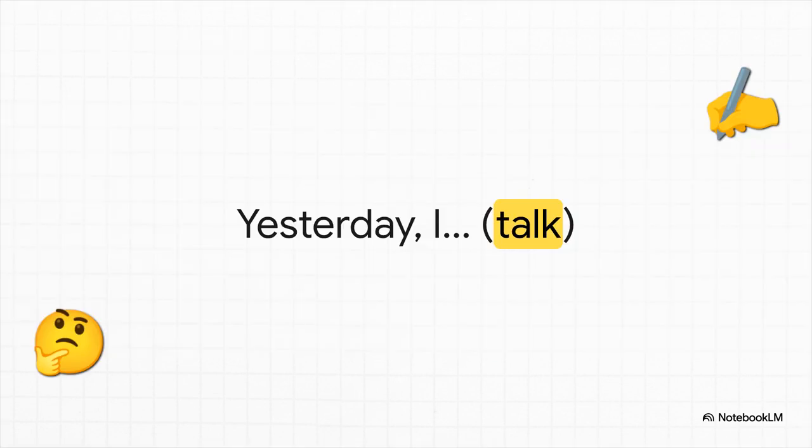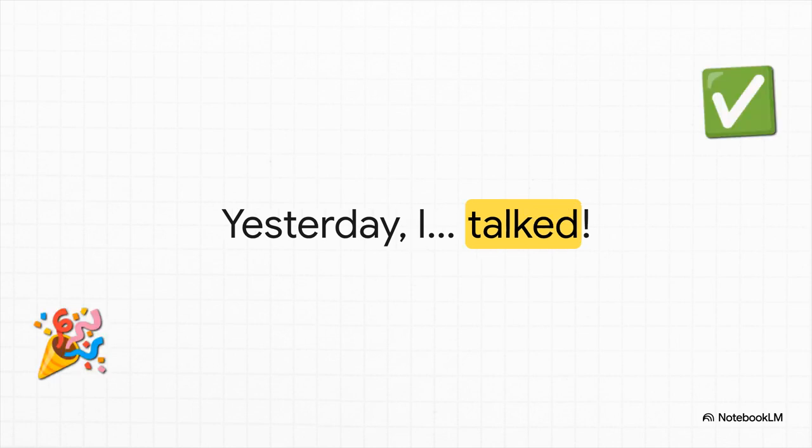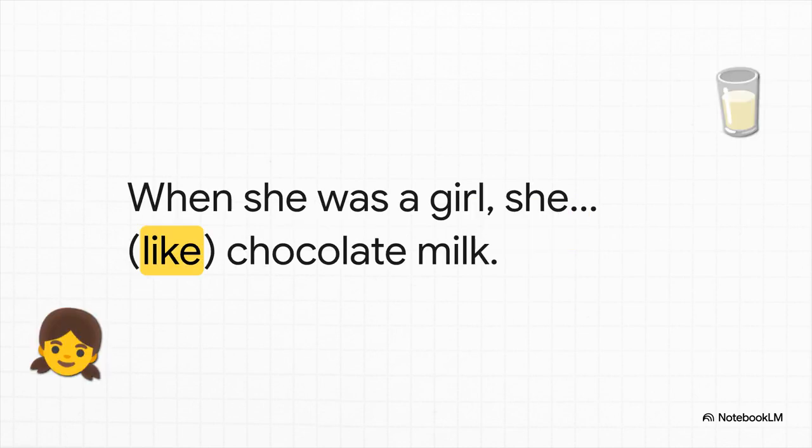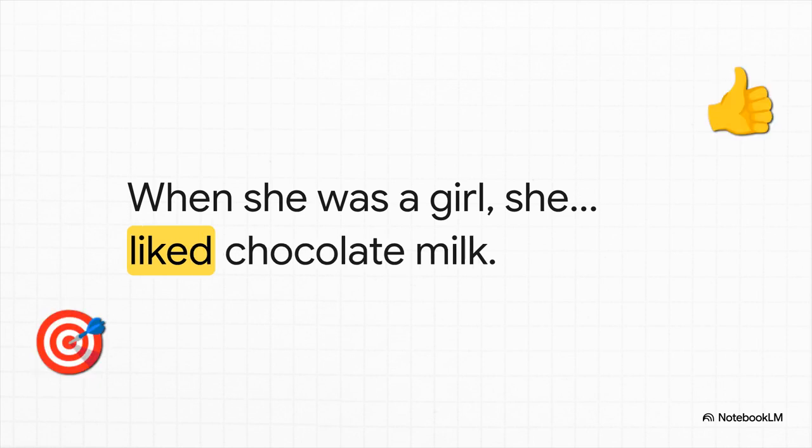Okay, let's give it a try. Let's say, yesterday, I, and the word is talk. What would that become? Yes, talked, exactly. You just travel back in time with that one little word. Awesome. All right, you're doing great. How about this one? The verb is like, and remember, it already ends with an e. So what do you think we should do here? You got it. Since like already has that e, all you have to do is add a d to make it liked. You are definitely getting the hang of this.